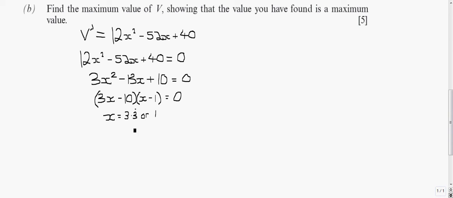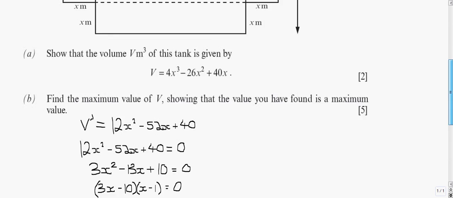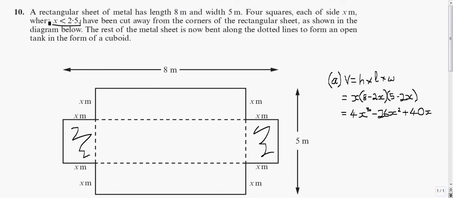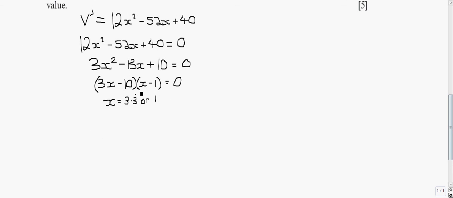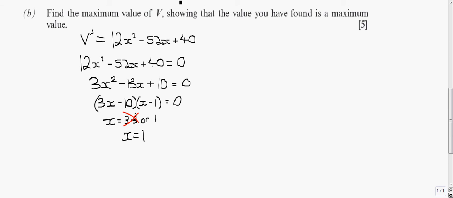Now, you may notice that we're told to find the maximum value, singular, of V, and we've got two values here. So what can we do? Well, if we go back to our original paragraph, which I wanted to ignore, we did say that there was this one important bit, x is less than 2.5. So that means that this value, 3.3 recurring, is not a valid answer. So therefore, x equals 1. So our local maximum occurs at 1.